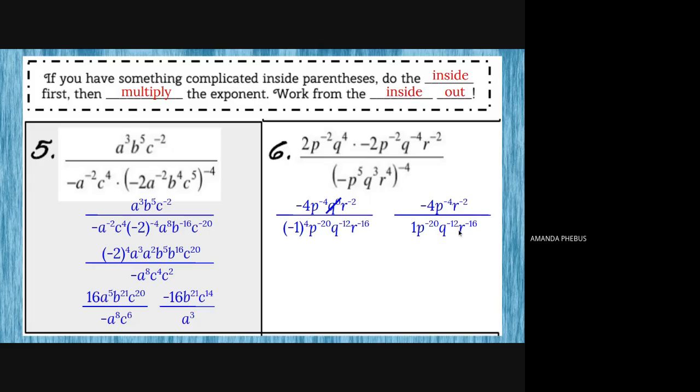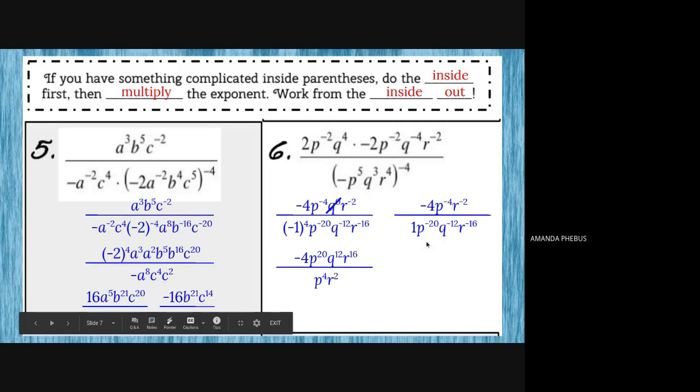And then I'm about to rearrange everything. The only thing that's not going to move, again, is that 1 that was here, which should move to the numerator, but it's not going to have an effect on anything. I'm going to rearrange everything to where there aren't any negative exponents. Yep. So P to the negative 20 went up to the top. Q to the negative 12 went up to the top. R to the negative 16 went up to the top. P to the 4th went to the bottom. R squared went to the bottom. That negative 4 is just going to stay on top.